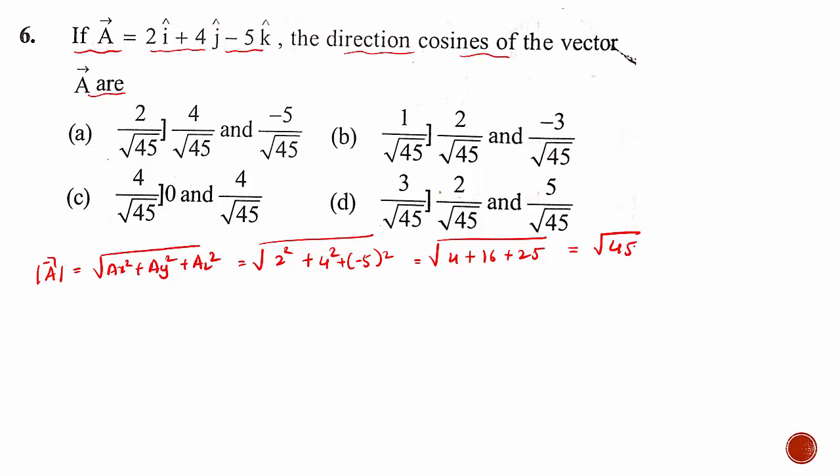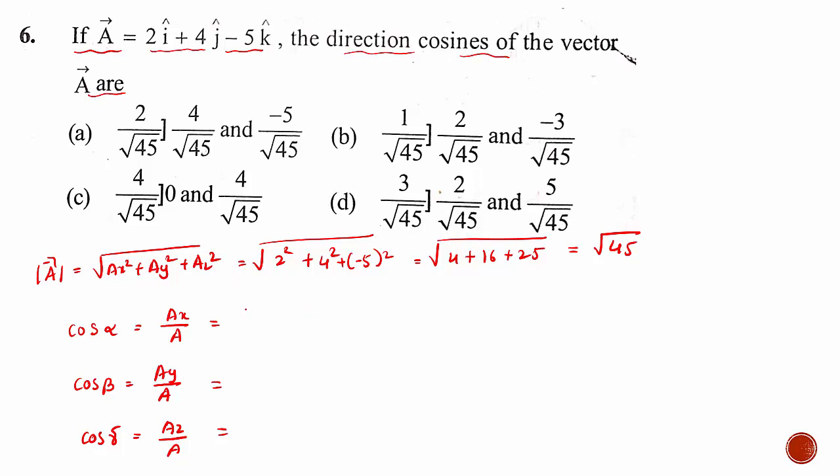So 25 plus 16 plus 4, that gives a square root of 45. This is what? Magnitude. Now we can find the direction. I can use direction cosines of the vector. We know the formula. Cos alpha is given by ax by a. Cos beta is given by ay divided by a. Cos gamma is given by az divided by a. So these formulas we can use to find direction cosines of the vector. So these equations we already studied in the theoretical part. You can remember direction cosines of the vectors.